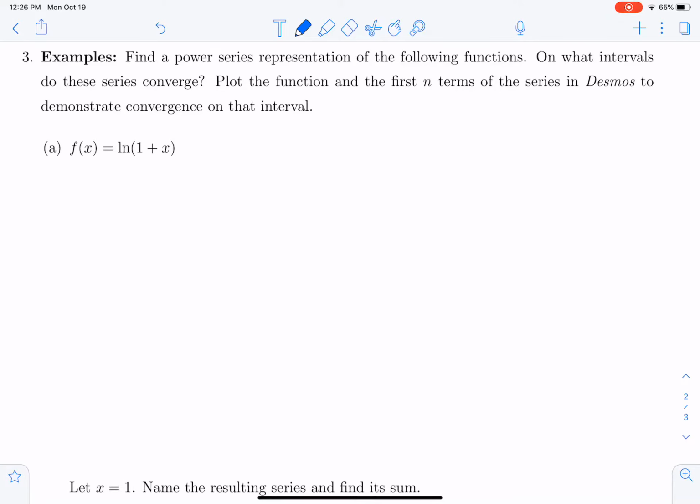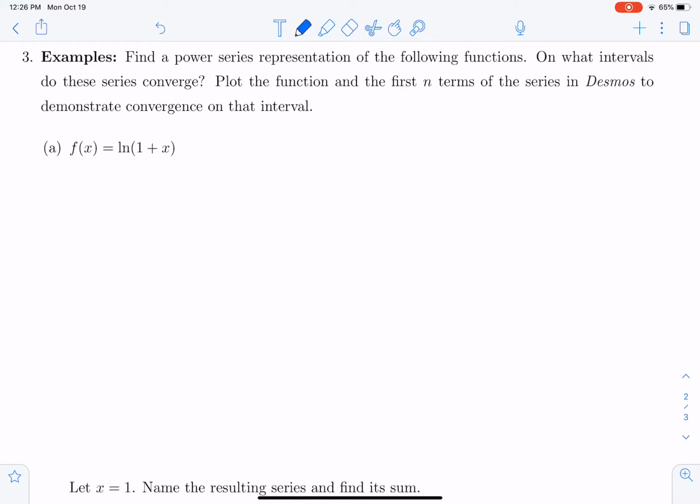Now that we have shown that the derivative and the antiderivative of power series converge with the same radius of convergence, we can apply that idea to geometric series to show that other functions can be represented as power series. In particular, I would like to look at the function f of x equals natural log of 1 plus x.